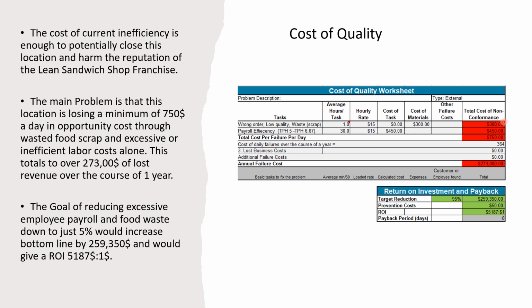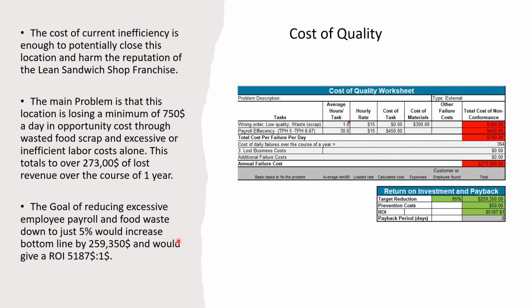And then the payroll efficiency, 3 hours, so from 12 employees to 9, that's 30 hours a day at $15 an hour, that's $450. We add that together, we get $750. Multiply that by a year, 364, we get $273,000 in lost revenue. That is insane.